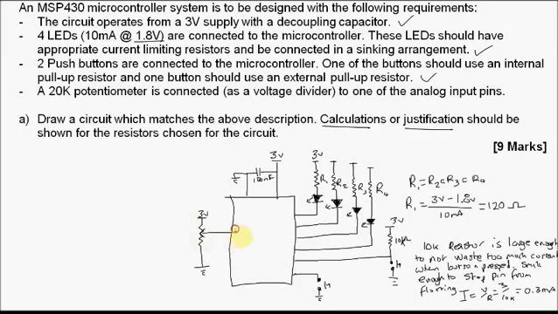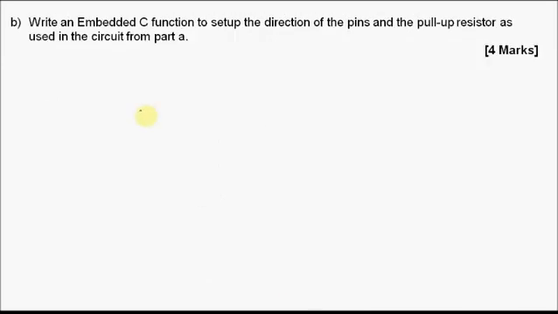So we'll say P1.0. Now we have pretty well complete choice with the other ones. I'm just going to count up P1.1, P1.2, P1.3, P1.4, P1.5 and P1.6. Okay, next question.